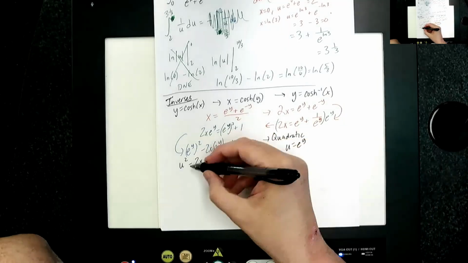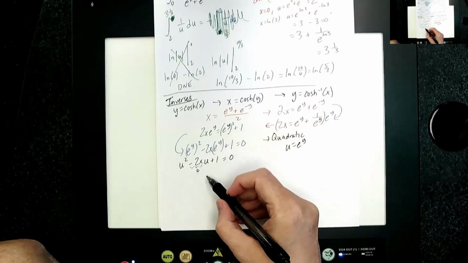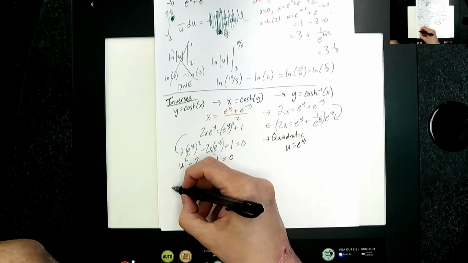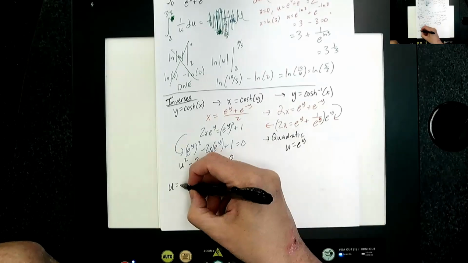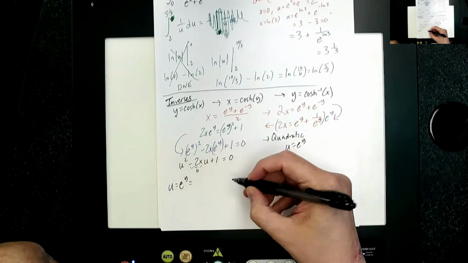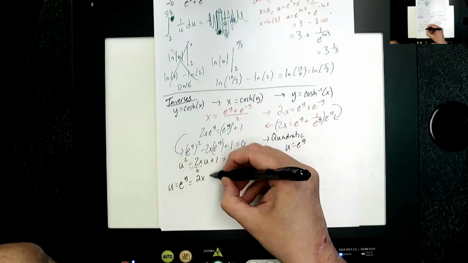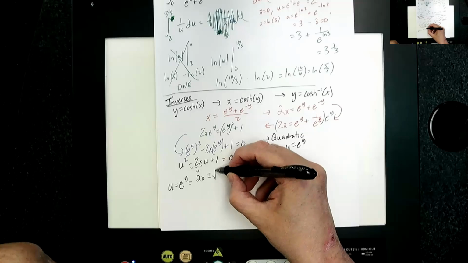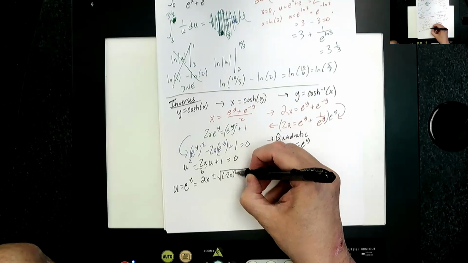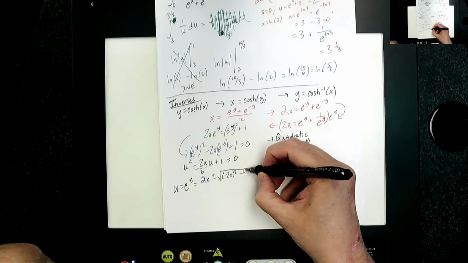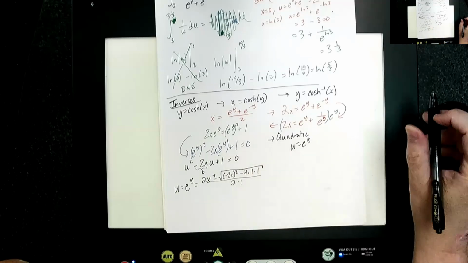And like this is the whole b. So we can't factor, we're going to have to do the quadratic formula, so u, which equals e to the y, equals negative b, which is positive 2x, plus or minus the square root of b squared, which is negative 2x squared, minus 4 times 1 times 1, all over 2 times 1.